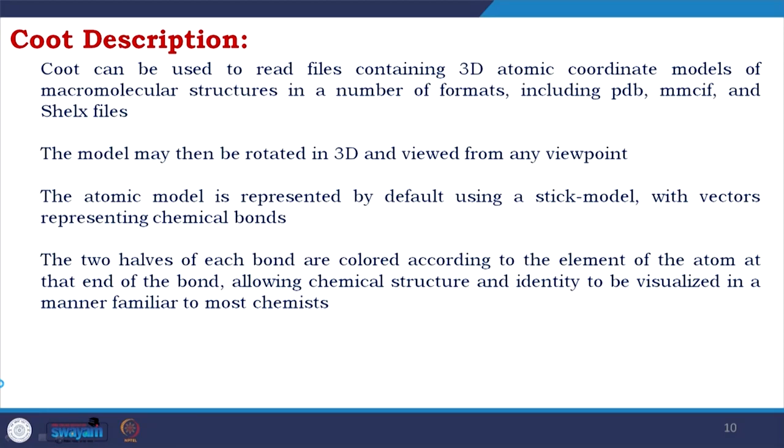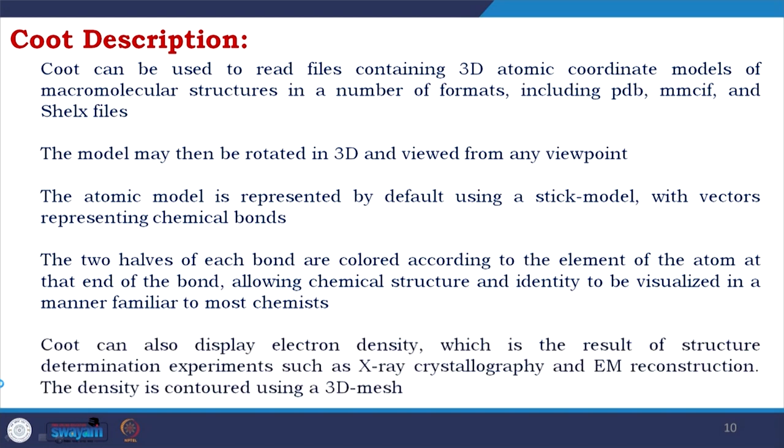The two halves of each bond are colored according to the element of the atom at that end of the bond, allowing chemical structure and identity to be visualized in a manner familiar to most chemists.